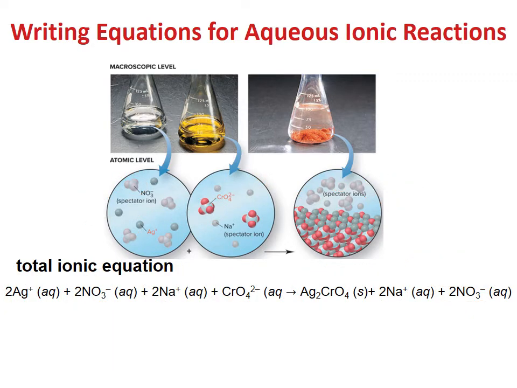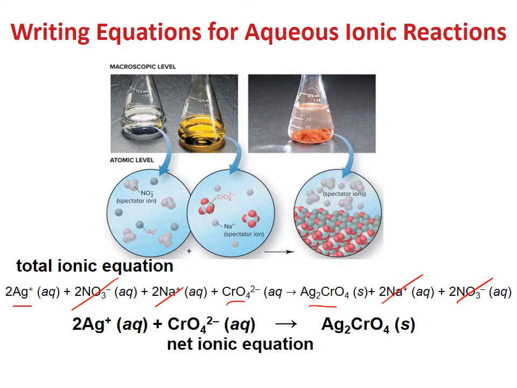Since spectator ions are unchanged before and after reaction, they do not participate in the actual reaction, and so we can eliminate them from this total ionic equation. So in this case, nitrate before and after are the same, sodium are the same, so we eliminate them. What we have left is silver ion, chromate ion from silver chromate, and this is called the net ionic equation. Net ionic equation shows only the actual chemical change.